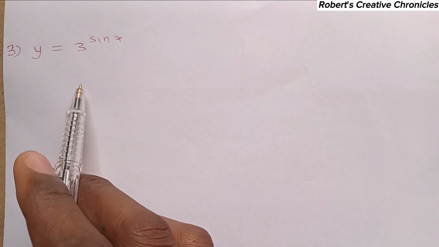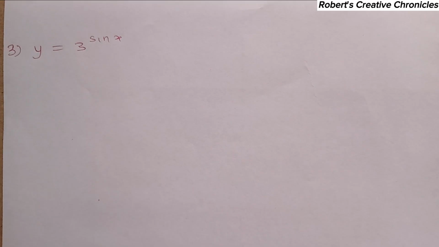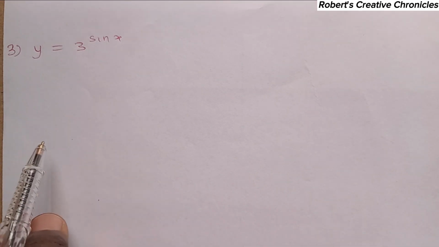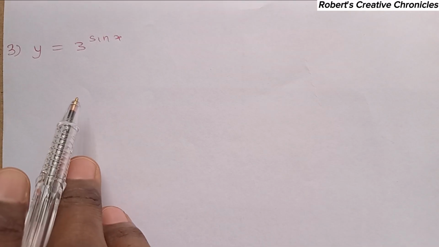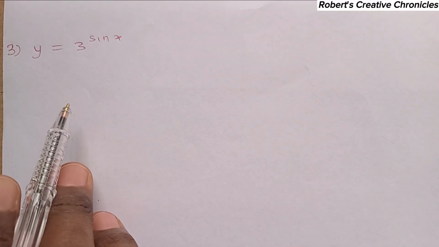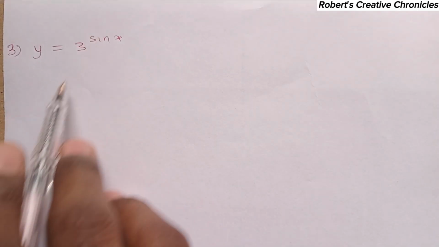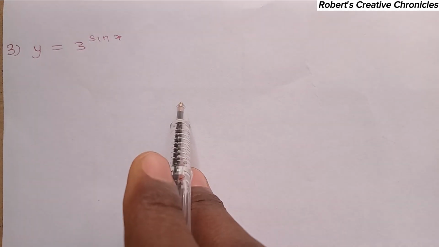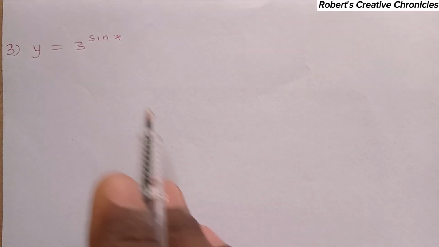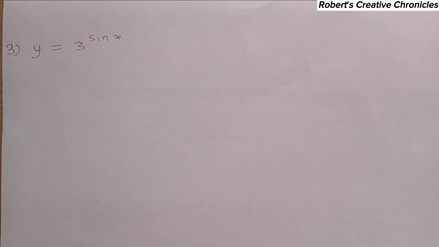So here's the third one. This kind of differentiation, we cannot differentiate it without introducing the natural logarithm. Because if it were 3 raised to the power of x, it's easy. But this one is sine x, so we have to work this one before we can differentiate it.